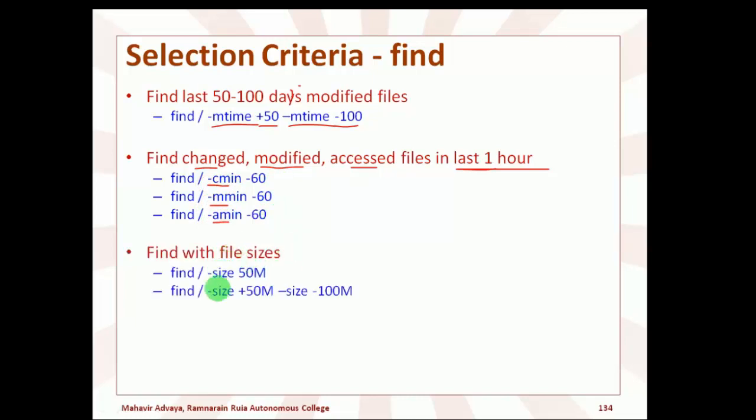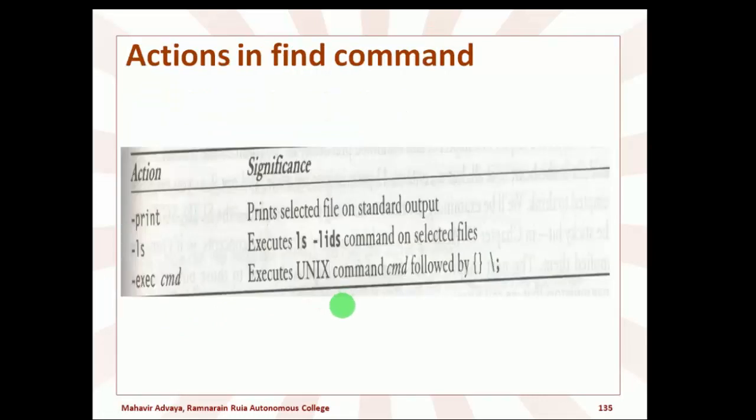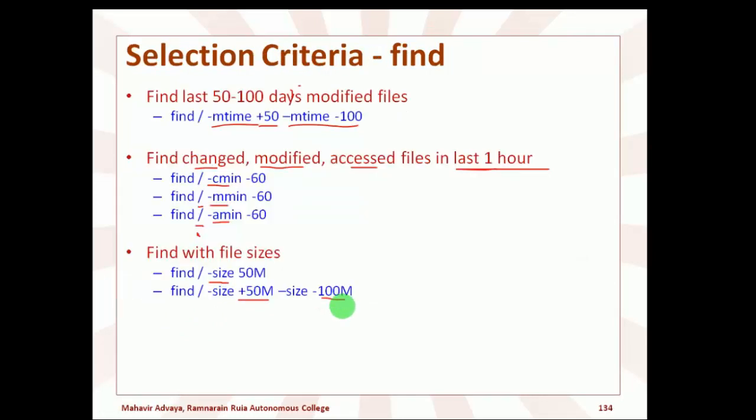You can also search for the files with the size. Now everywhere, instead of using a slash, you can use a dot. Dot represents your current directory, so instead of slash you can use a dot there. And again, the file size between 50 and 100. So this is how we execute the simple find commands.